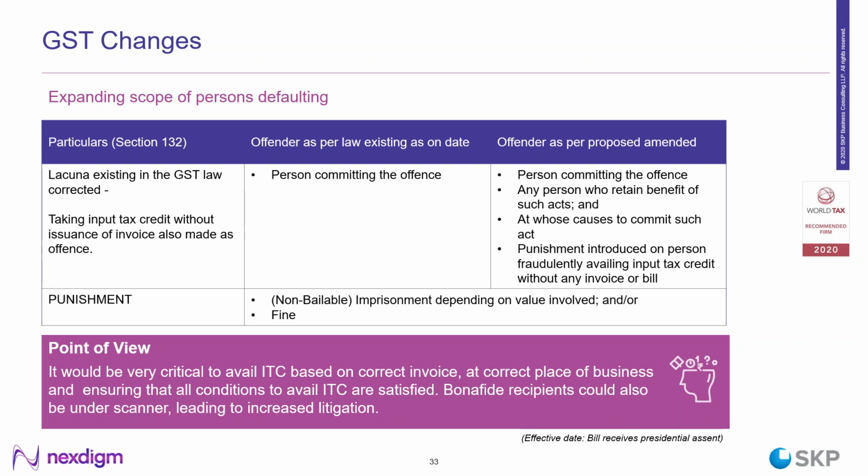This also makes it very critical to avail ITC based on the correct invoice and correct place of business, and to ensure that all the conditions to avail the ITC are satisfied, as it has time and again been witnessed that even bona fide recipients who have not willfully committed any fraud could come under the scanner, leading to unwanted litigation.